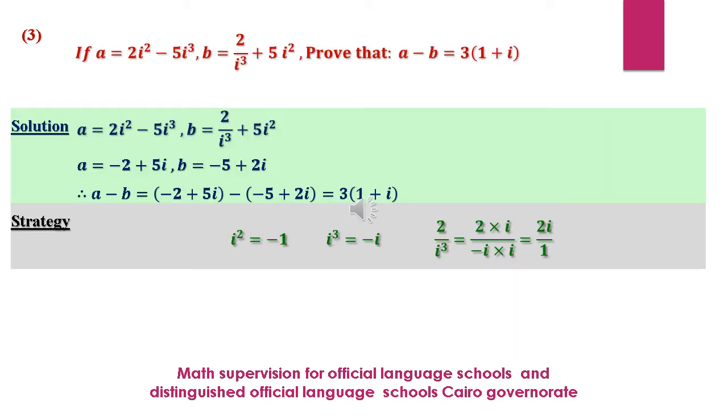A equals 2i squared minus 5i to the power 3. B equals 2 over i to the power 3 plus 5i squared. i squared equals -1, so the first term will be -2. i to the power 3 is negative i, so A is -2 plus 5i. By the same, B equals 2 over i to the power 3, which means negative 2i, positive 2i. And 5 times i squared equals -1, it'll be -5.